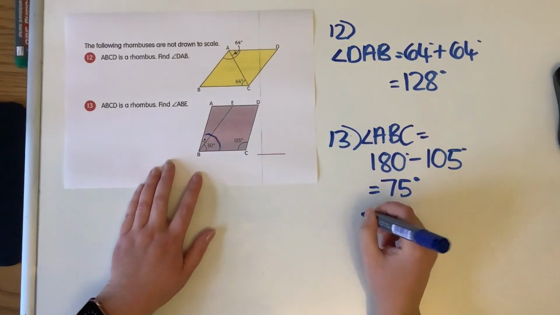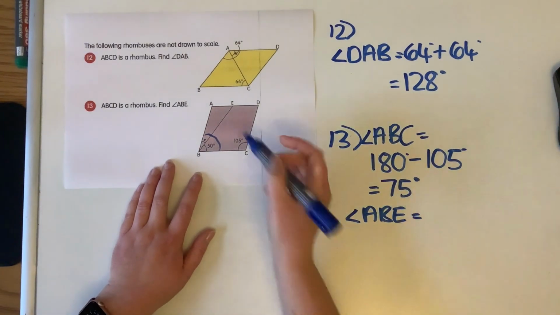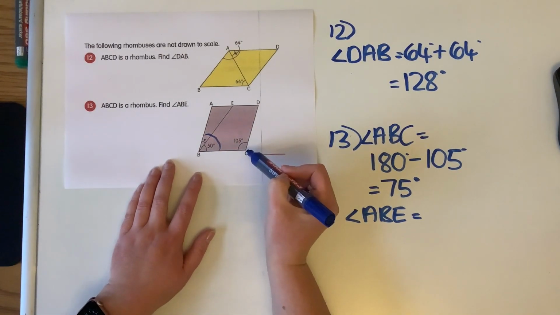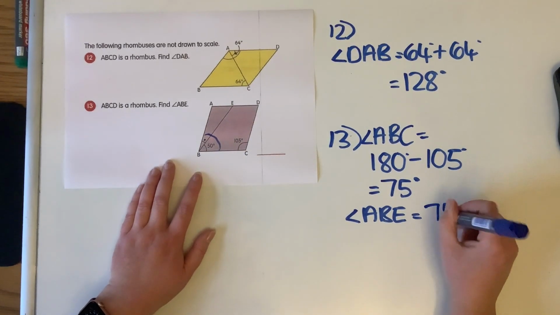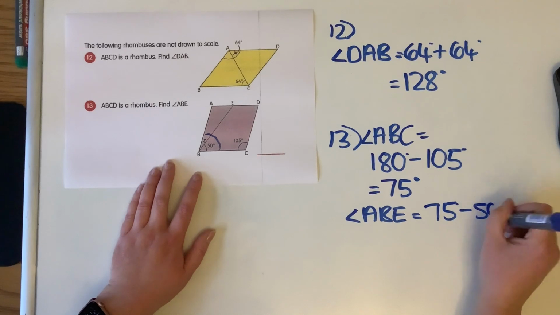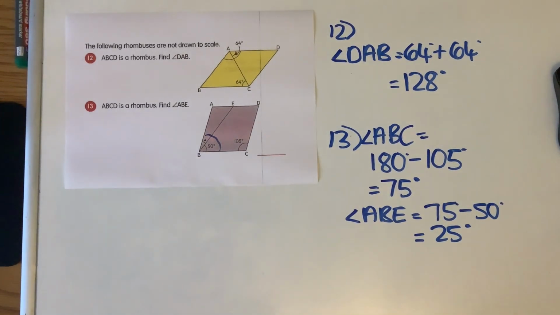So now to work out angle ABE, because I know this angle here, CBE, I can subtract it from the 75 degrees. So 75 degrees subtract 50 degrees equals 25 degrees. Well done if you got that correct.